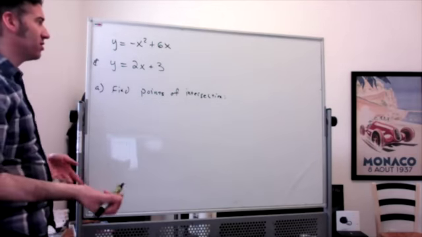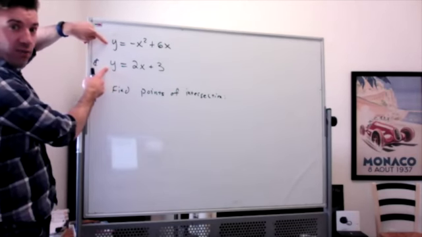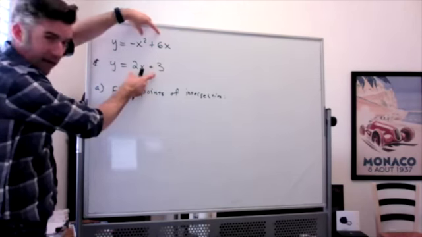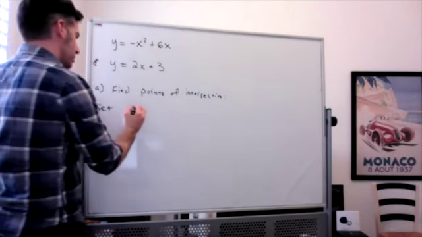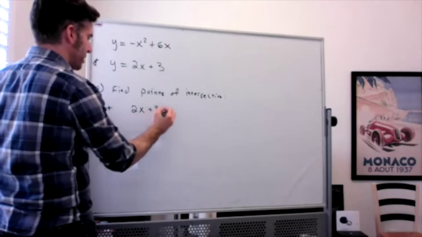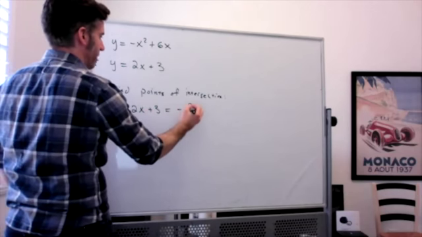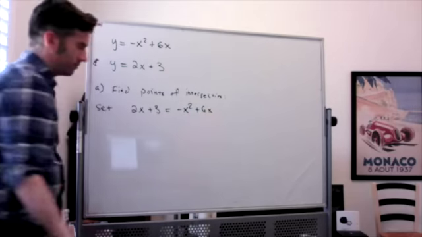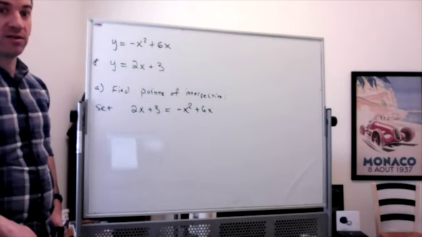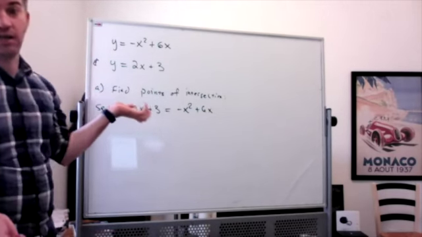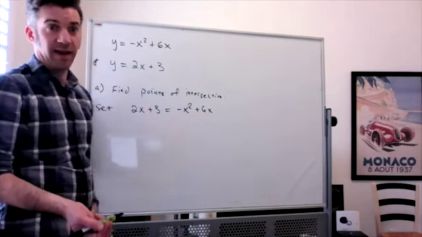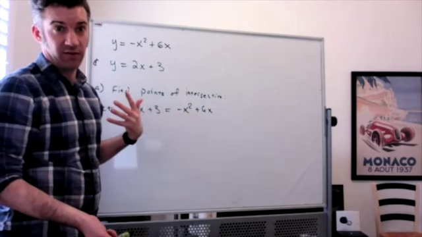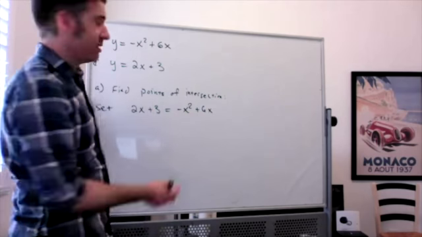And the way we usually do this, if we have them both solved for y, is just set the y's equal to each other. So we're going to set 2x plus 3 equal to negative x squared plus 6x, to see what values of x make the values of y equal to each other. So I'm going to bring everything to the side where my highest power has a positive coefficient because I think that's easiest. So I'm going to bring everything to the left.